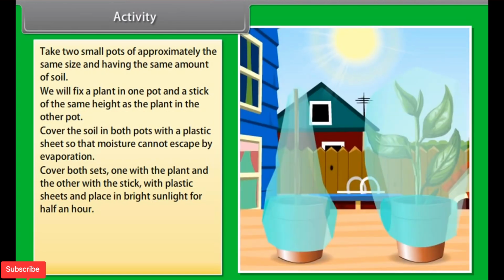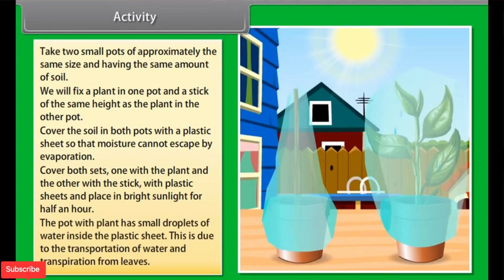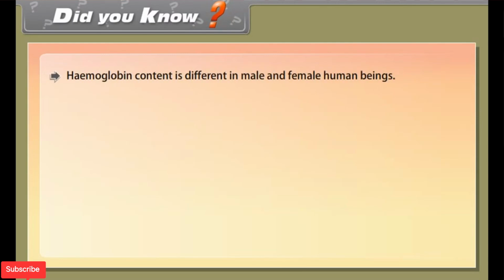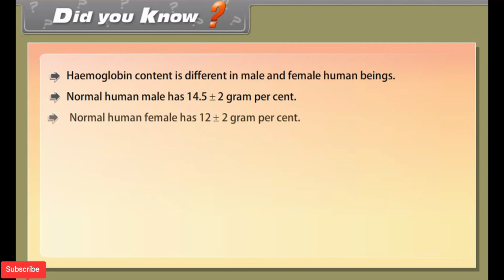Did you know? Hemoglobin content is different in male and female human beings. Normal human male has 14.5 plus or minus 2 gram%. Normal human female has 12 plus or minus 2 gram%. In human beings, the blood passes through the heart twice in one complete cycle of the body. Therefore, it is called double circulation.